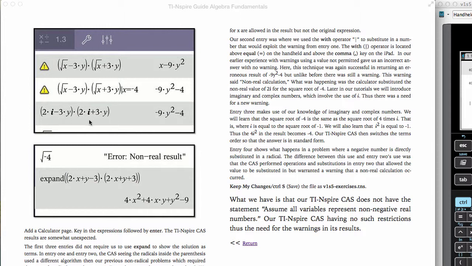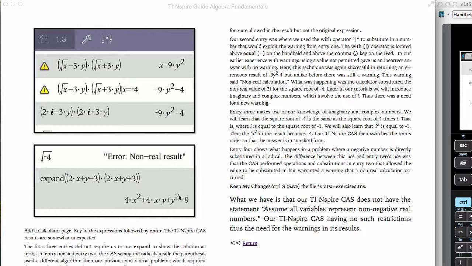So even though we didn't change the mode, by using i, which is the square root of -1, we can get answers when we're still in the real mode. But if we just put -4, it will tell us it's a non-real answer. So these are the kind of things that we have to watch out for.